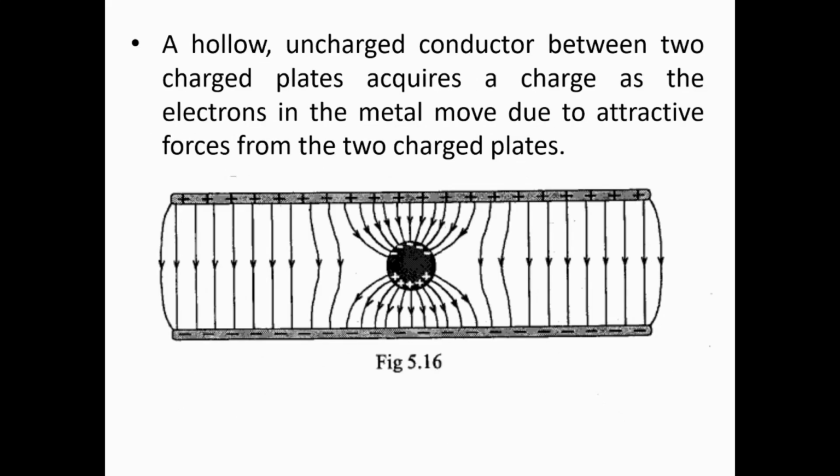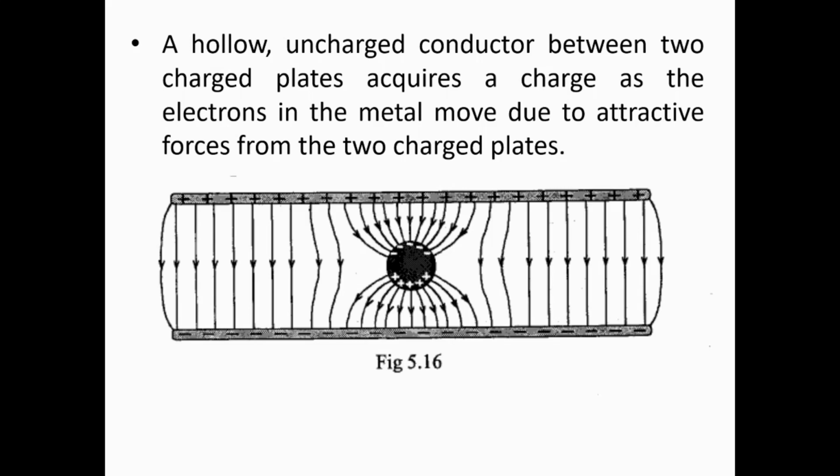If you stick a hollow uncharged conductor between two charged plates, it acquires a charge as the electrons in the metal move due to the attractive forces from the two charged plates. You can see here the field lines being drawn towards the negative and then going down from the positive there. And when you stick this rod through, it warps the field lines on the left and the right, but all the electrons are attracted to the surface up the top, because that's where the positive plate is, and all the positives as a result will be left down the bottom.